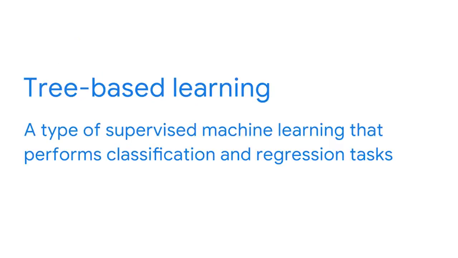Tree-based learning is a type of supervised machine learning that performs classification and regression tasks. It uses a decision tree as a predictive model to go from observations about an item, represented by the branches, to conclusions about the item's target value, represented by the leaves. Soon, you'll learn how single decision trees provide a foundation for more advanced approaches to all kinds of data work.